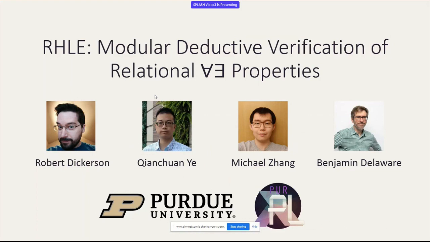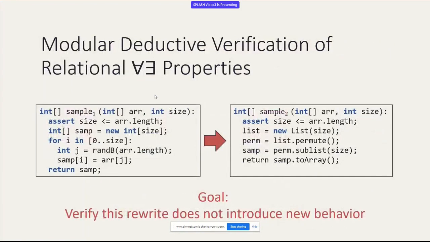So I'm Rob. I'm going to be talking about modular deductive verification of relational for all exist properties. This is work with Shen Chuanya, Michael Zhang, and Benjamin Delaware at the Programming Languages group at Purdue University. The title is a little bit of a mouthful. I want to start with an example to illustrate what we're up to here.